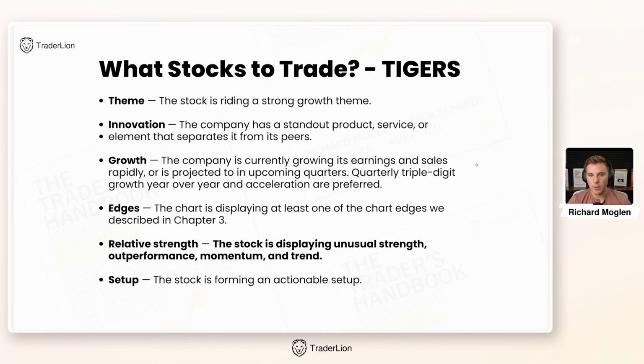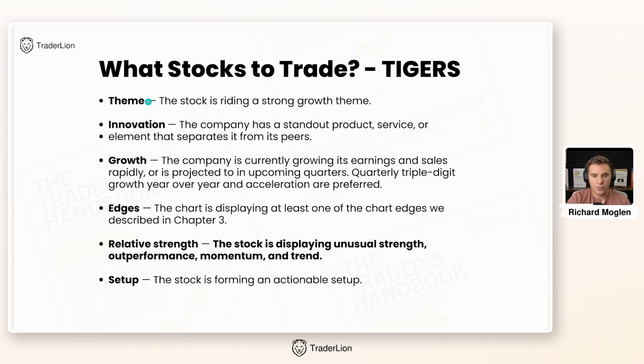But first, it's always important to talk about what stocks to trade. So I mentioned a few things here. IONQ had a strong prior uptrend. It was part of a leading theme. And this is the Tigers framework from the Trader's Handbook, which if you haven't read, make sure you pick up a copy. It's on sale right now. Actually, the link will be down below in the description. I'll put it in the chat maybe at the end of the webinar here.